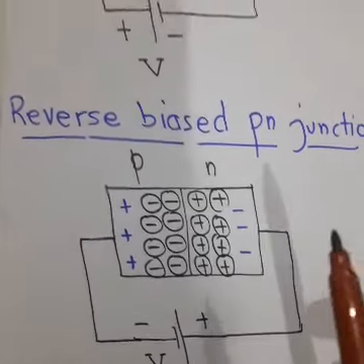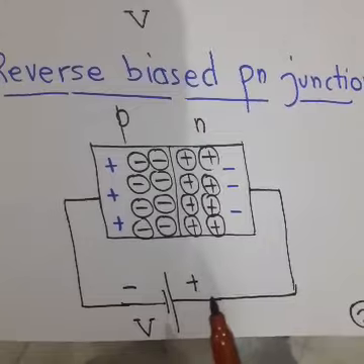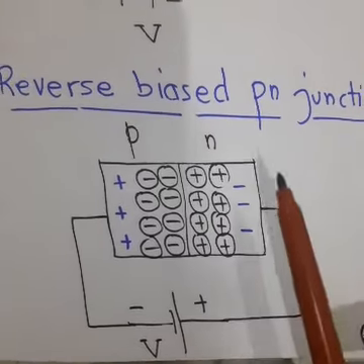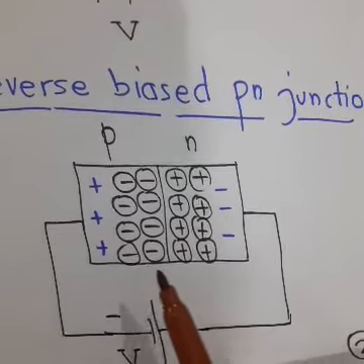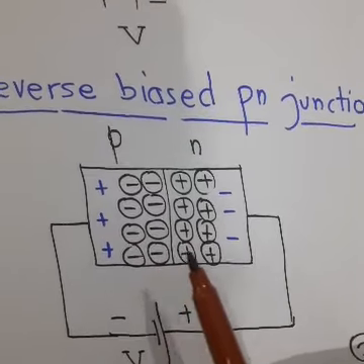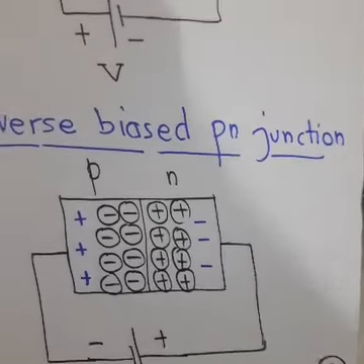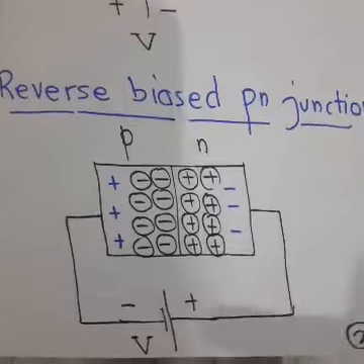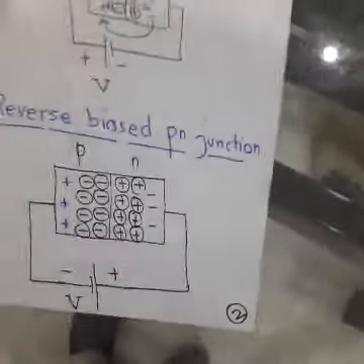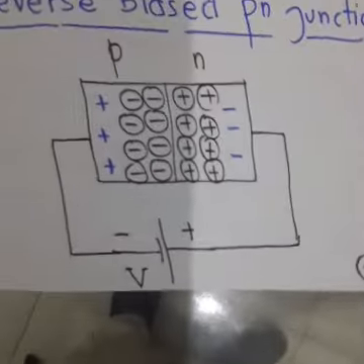A reverse bias PN junction is the one where we have applied a positive voltage to the N side and negative voltage to the P side, and as a result the width of the depletion layer is increased, and we have a very small number of electrons passing, and a very small current flowing. We have only the leakage current in this case.